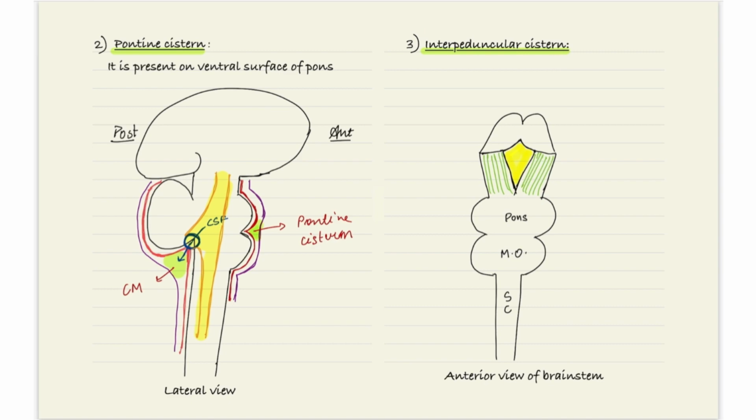In this diagram, this is the anterior view of the brain stem. So, if you have studied the midbrain, you must know these two are the cerebral peduncles. So, the word itself says interpeduncular, meaning between the two peduncles. So, this space between the two cerebral peduncles is the interpeduncular cistern.